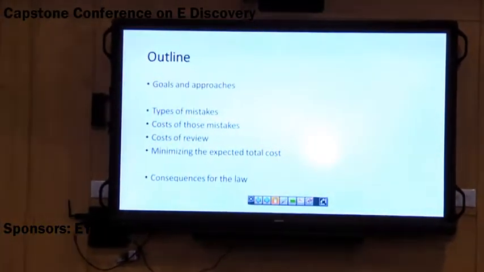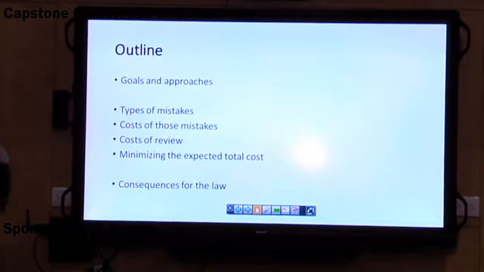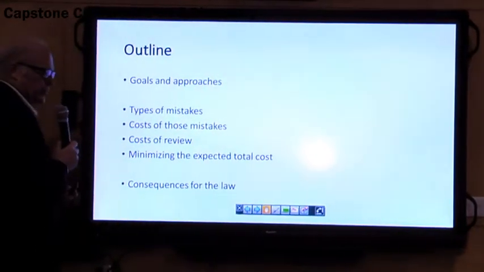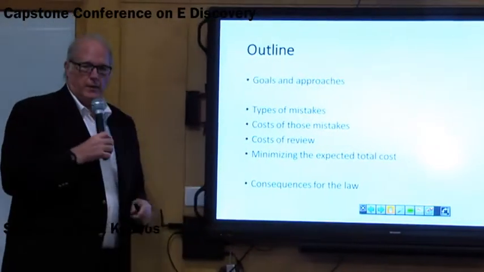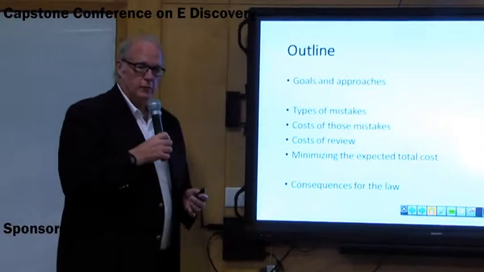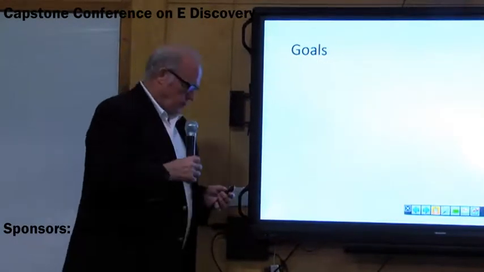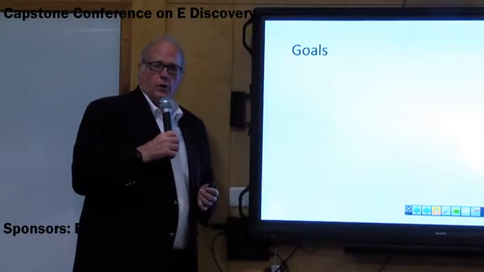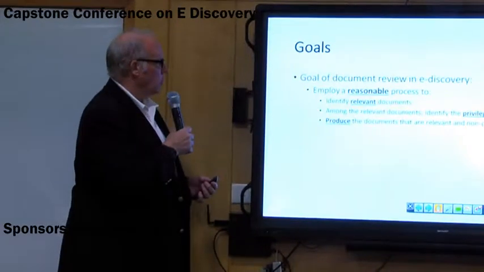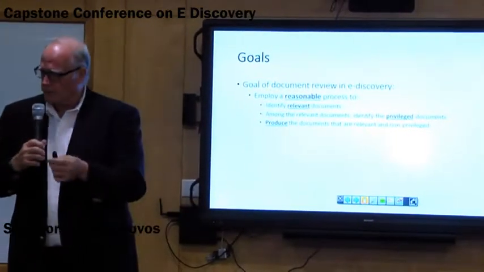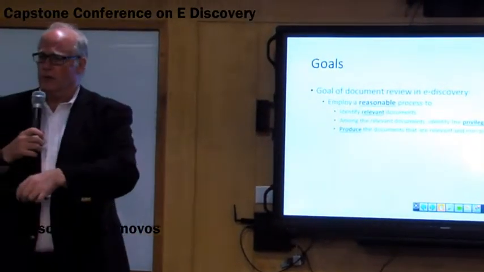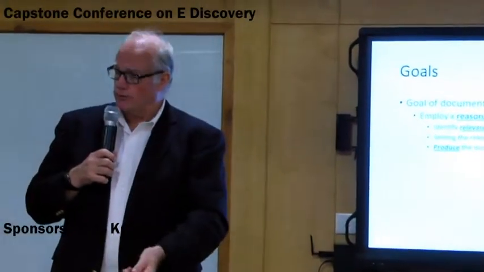Okay, so what I want to start by talking about is the goals and approaches, and then Jyothi's going to talk about all the fun stuff in the middle, and then I'll talk about the consequences for the law. So, as we talked about before, the goals of document review and e-discovery. Now, this is not the goals of e-discovery, right? Goals of e-discovery are to find evidence. Goals of document review are to review documents as a part of that process. So we're that one little box in the middle, right?